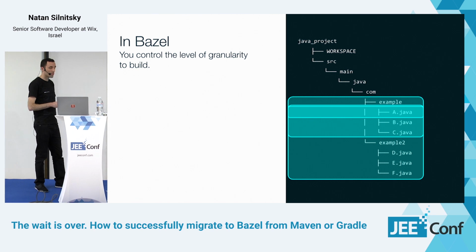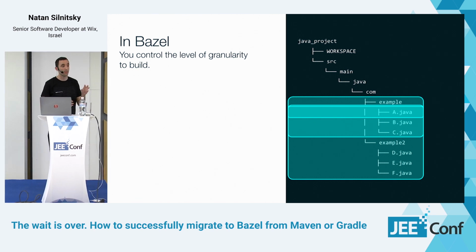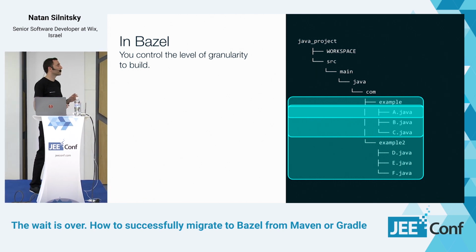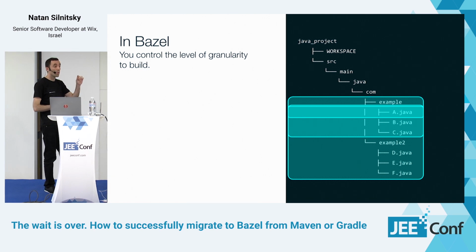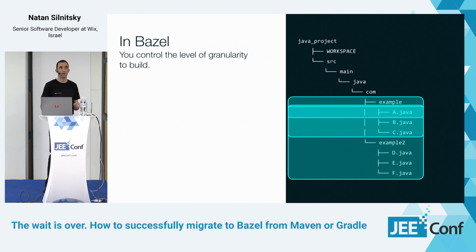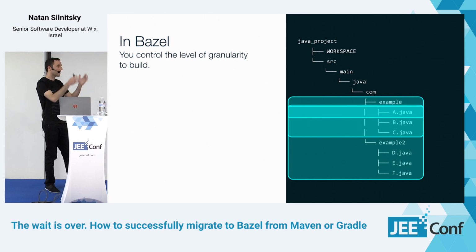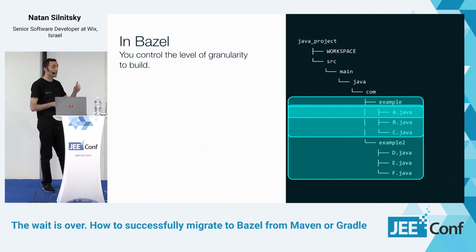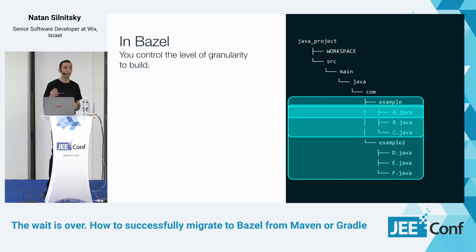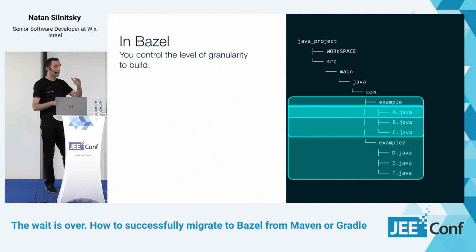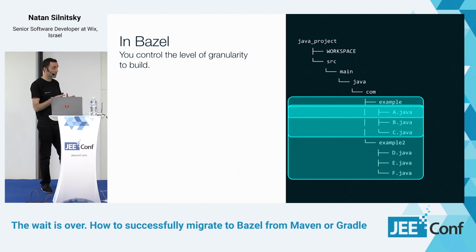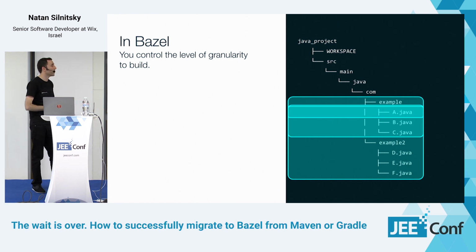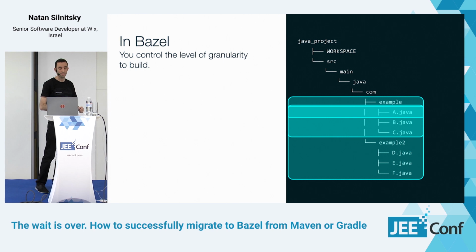So with Bazel, you control the level of granularity for your build. For the smallest build unit, you can decide that it will be one Java source file, or you can divide it into Java packages and have separate build definitions for every Java package, or you can do the more traditional Maven approach of having larger modules with many packages. So you'll decide to build a set of packages as your definition of build.